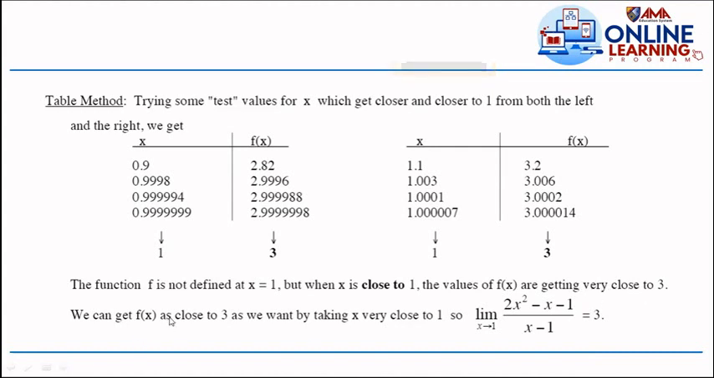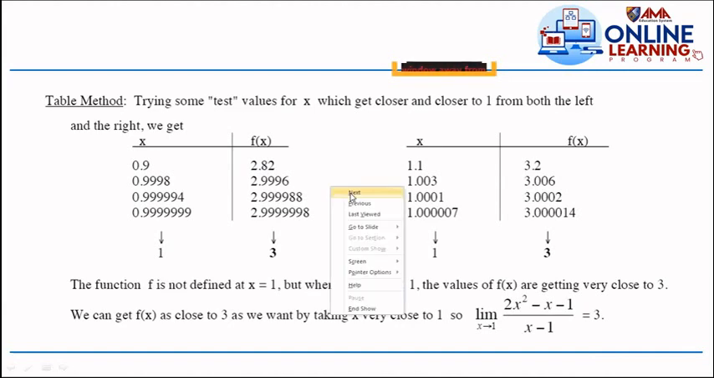So we can get the function f of x as close to 3 as we want by taking x very close to 1. So therefore, the limit of 2x squared minus x minus 1 divided by x minus 1 as x approaches 1, the answer is 3. So using algebra method or table method, their answers are the same. Pero mas mahirap po yung table method. Dahil bawat assumption mo na numbers is close to the given constant, you're going to solve based on the given function. So medyo matagal po yung table method natin.